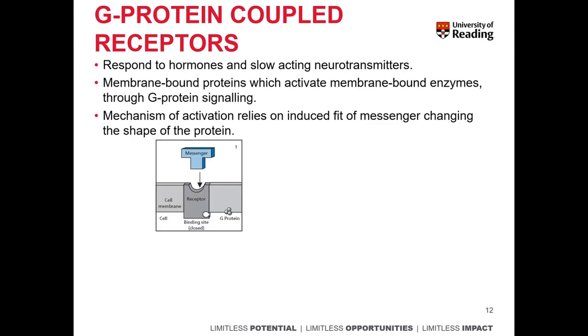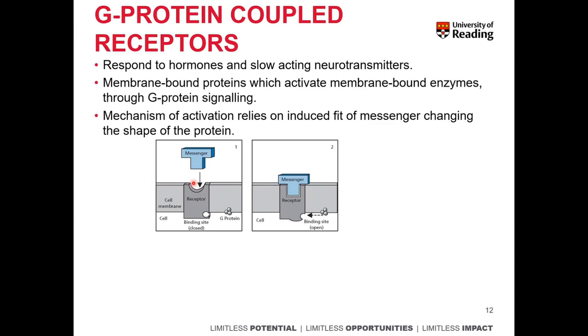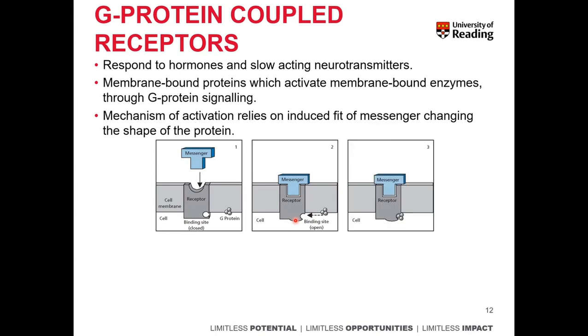So this is a G-protein coupled receptor here. This G-protein coupled receptor on the outside of the cell will have a receptor binding site, and on the inside of the cell will have a site that G-proteins can bind into. This site is closed as long as there is no messenger in the binding site on the outside of the cell. When the messenger enters into the binding site on the receptor, the internal binding site on the inside of the cell opens, and a G-protein is able to bind into this.